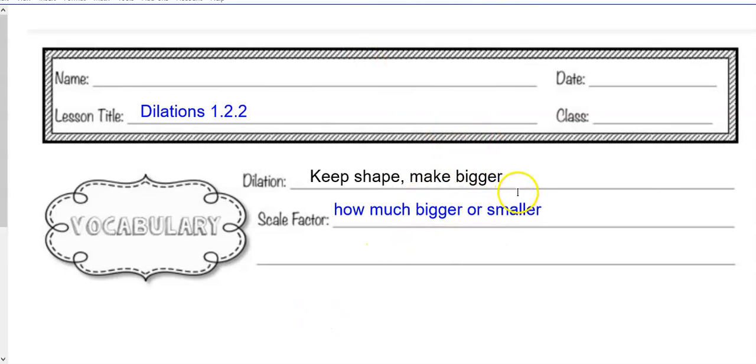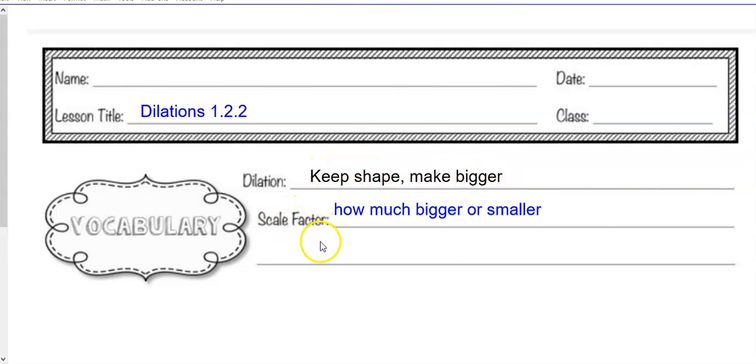Now, the technical definition of dilation is to make something bigger. So I didn't include making something smaller. I don't want you to see the word dilate and think, oh, that could mean make smaller, because it really doesn't in everyday life. In math, we talk about dilations and we talk about making something bigger or smaller. But the technical term is to keep the same shape, but to make it bigger.